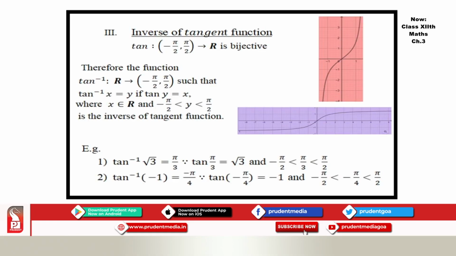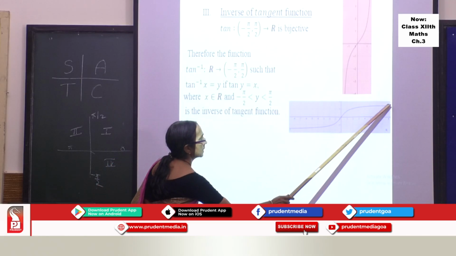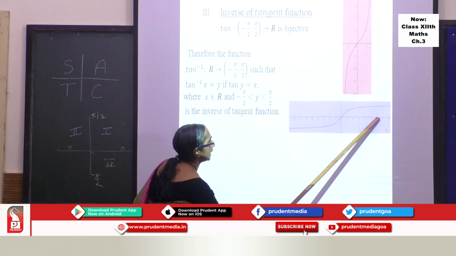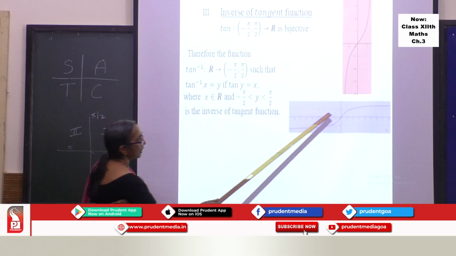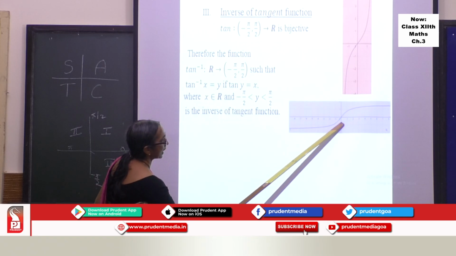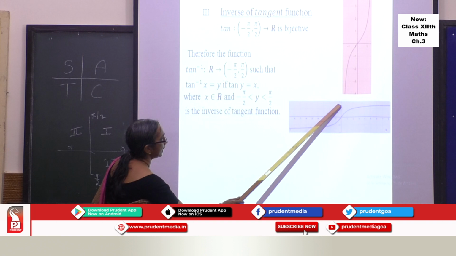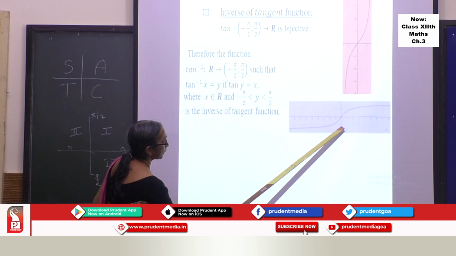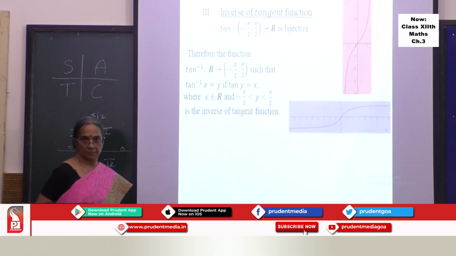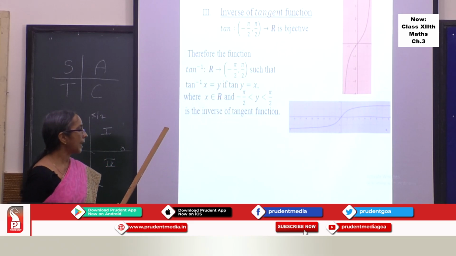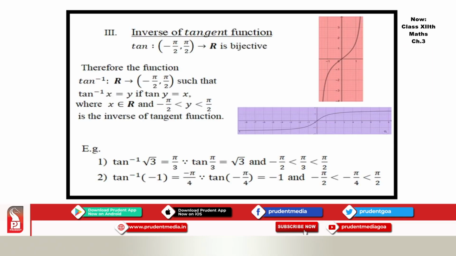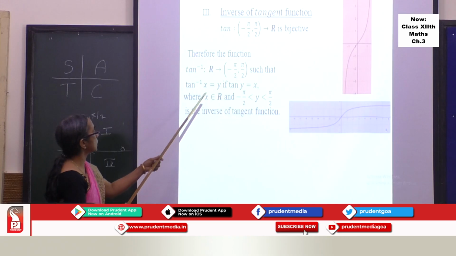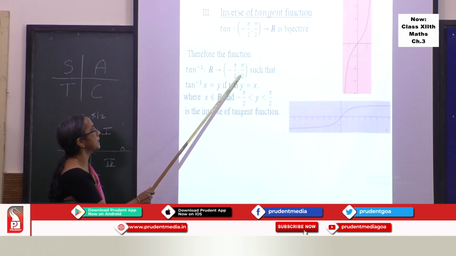Now let us see the graph of the inverse of the tan function. The x value can be any value, tan inverse of any value is defined. And tan inverse of any value lies between minus pi by 2 and plus pi by 2. It can take any real value, not like sine inverse or cos inverse. Let us see two examples. Here also the range is minus pi by 2 to pi by 2.